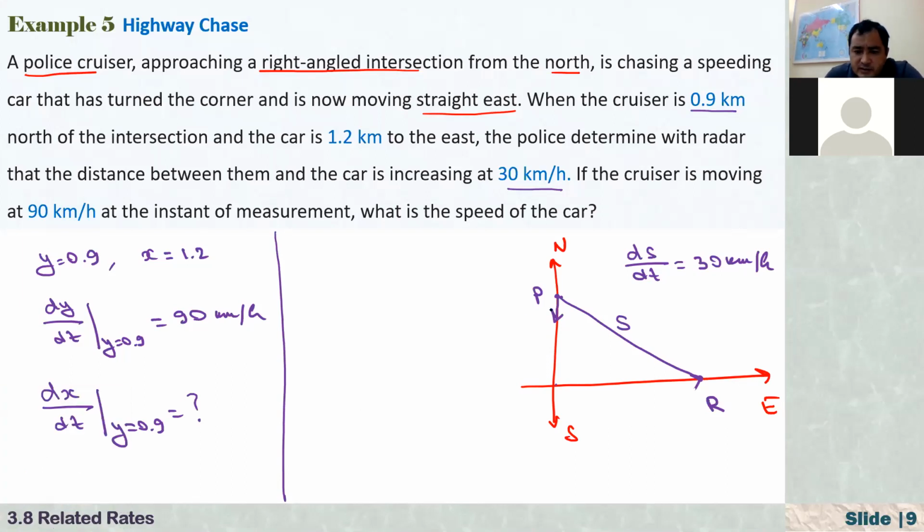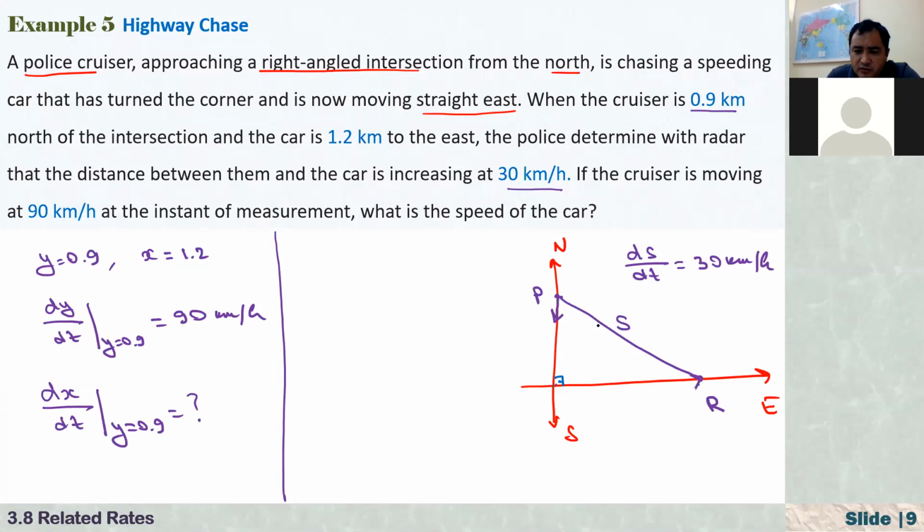Now, since that is the intersection, it actually makes a right angle triangle. So at any instant, let's say P is Y kilometers away from this intersection, and R is X kilometers away from the intersection.